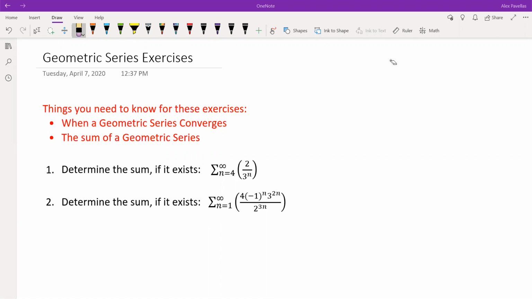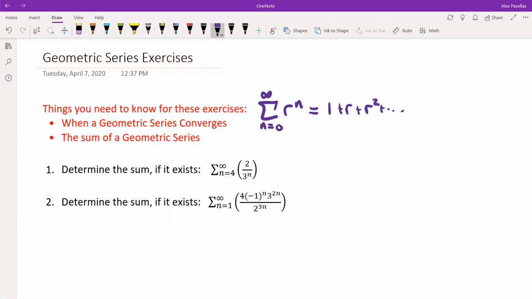And today we're going over some geometric series exercises. Before we do the actual exercises, there are a couple of things you need to know in order to do these. One of them is you need to know when a geometric series converges. So a geometric series in general looks like the sum of r to the n, where n starts at some value. Usually we make it start at 0. Or we write it as 1 plus r plus r squared plus and so on. So depending on what r is, this may or may not converge.